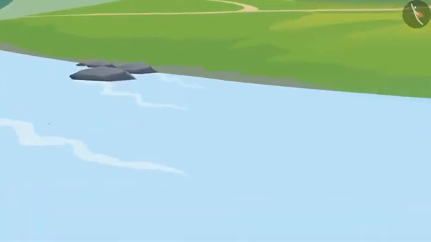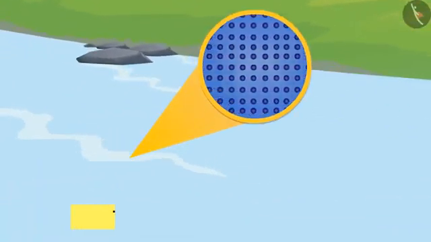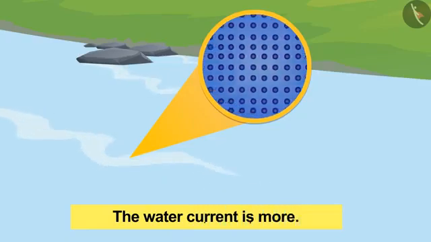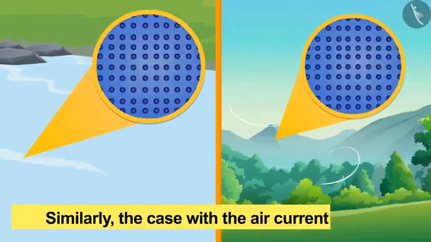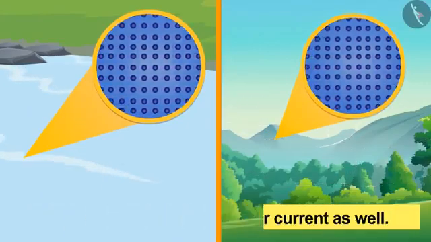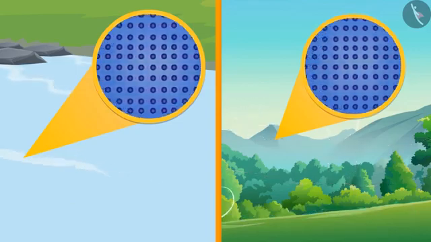Like the speed of the car, we can see the flow of water in the river in the same way and say that the water current is more. Similarly, the case is with the air current as well. So it would be fair to say that current is a physical quantity which shows a relation of different parameters with time.